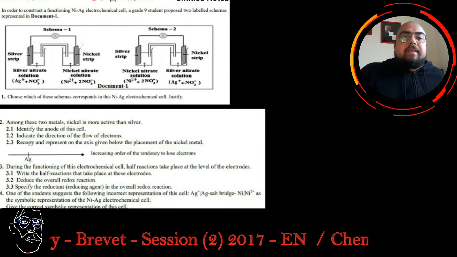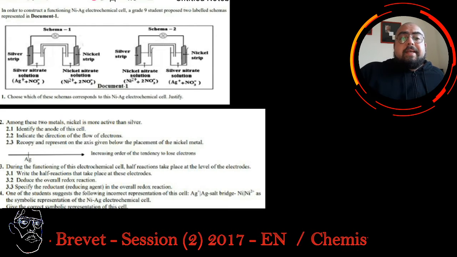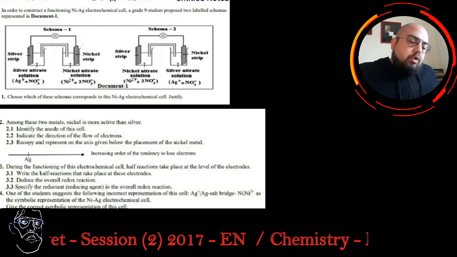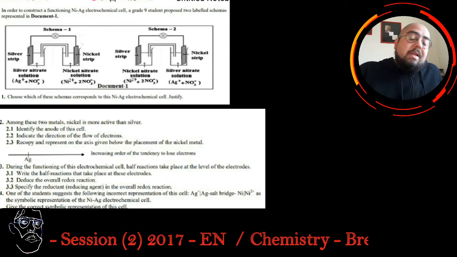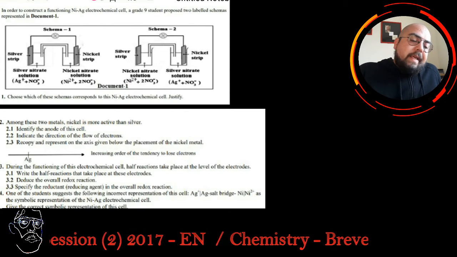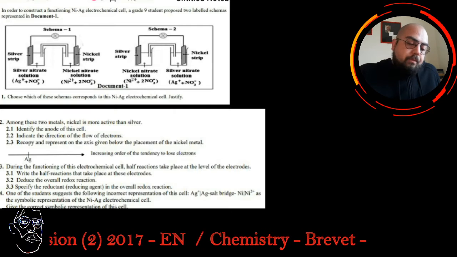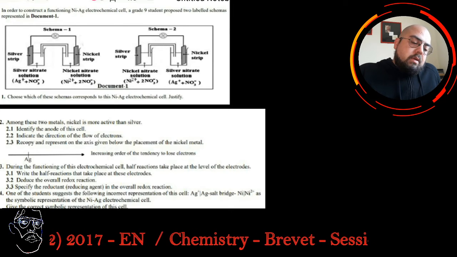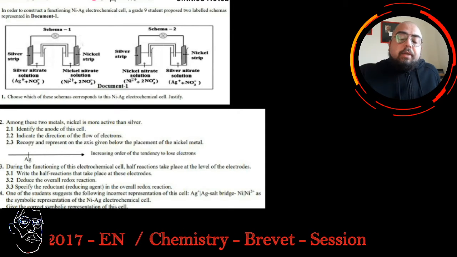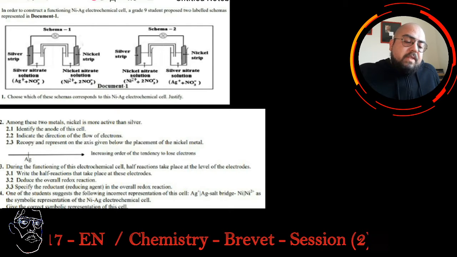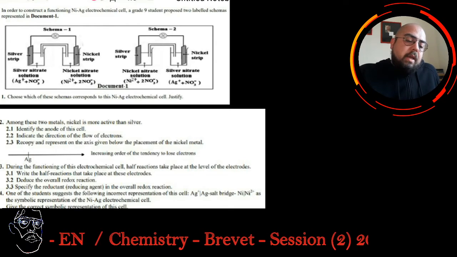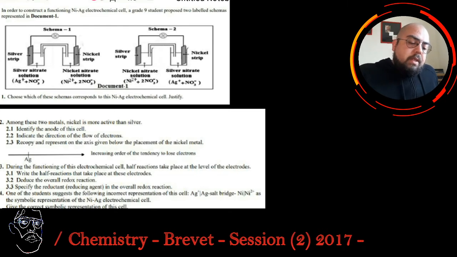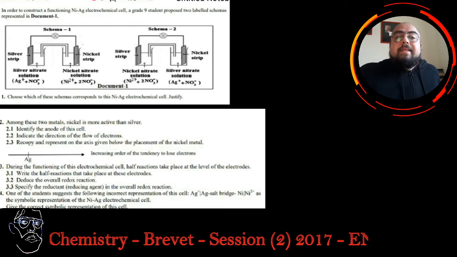Today I'm going to solve the second exercise from the 2017 session, the second session of chemistry. So let's start: NiAg electrochemical cell. In order to construct a functioning NiAg electrochemical cell, a grade 9 student proposed two labeled schemas represented in document 1. In schema 1, we have a silver strip in Ag+, and a nickel strip in Ni2+. As for schema number 2, a silver strip in Ni2+ and a nickel strip in Ag+. Choose which of the schemas corresponds to the NiAg electrochemical cell and justify.